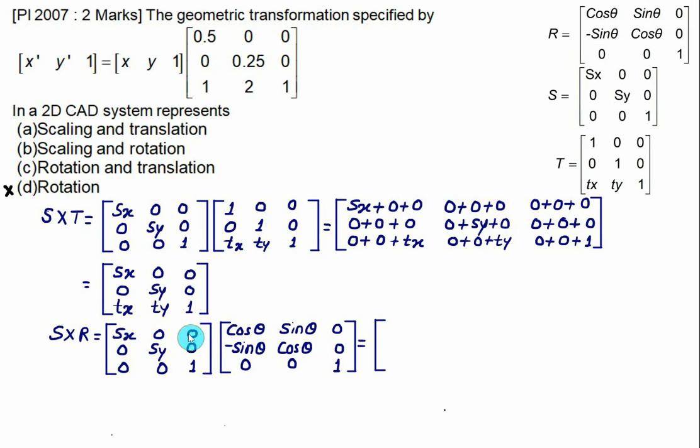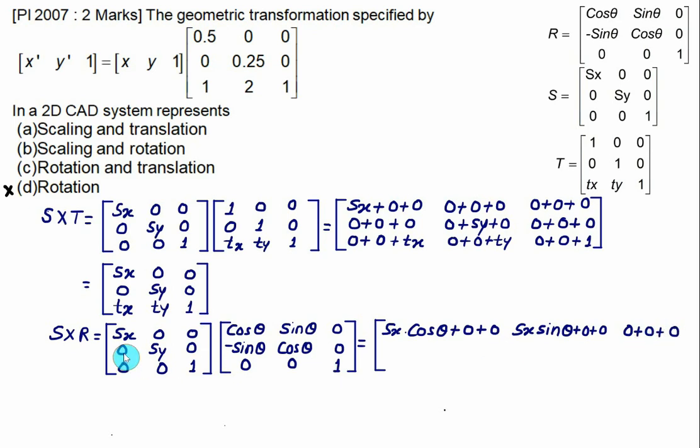So we have first row and first column: sx into cos theta, then 0 into sine theta is 0, 0 into 0 is 0. We have first row and second column: in that case, we will get sx into sine theta, then 0 into cos theta is 0, then 0 into 0 is 0. Then we have first row and third column: sx into 0 is 0, 0 into 0 is 0, and 0 into 1 is 0.